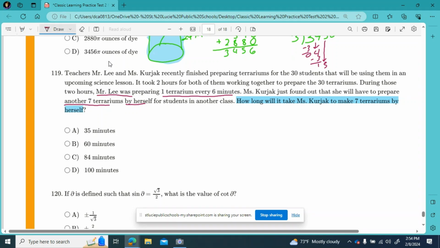Okay, so in 2 hours, they made 30 of them. Mr. Lee made 1 every 6 minutes. So in 2 hours, 1 hour has 60 minutes, 2 hours has 120 minutes, divided by 6. So Mr. Lee made 20 in 2 hours, which means they made a total of 30.